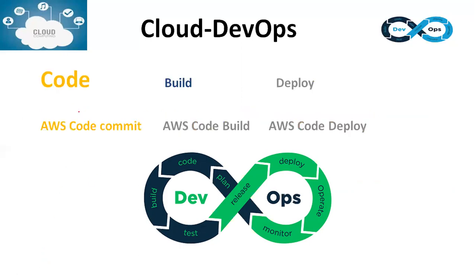So as I told you, in the DevOps model, there are three main stages, that is code, build, deploy. In the same way, I can relate it to AWS: AWS CodeCommit, AWS CodeBuild, AWS CodeDeploy. This is what I can relate in AWS. So today we will discuss AWS CodeCommit.